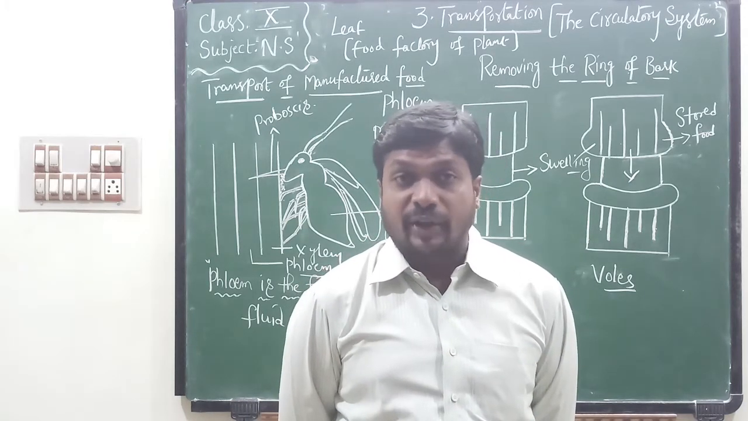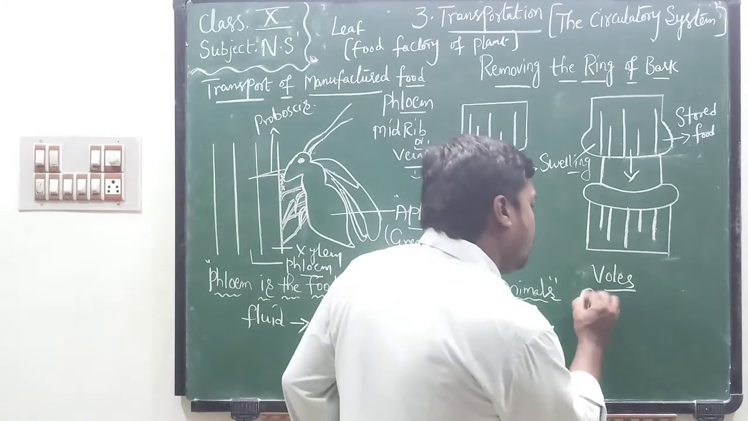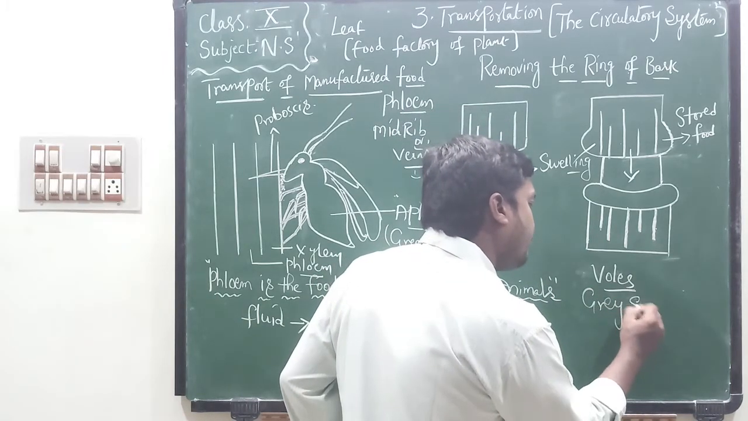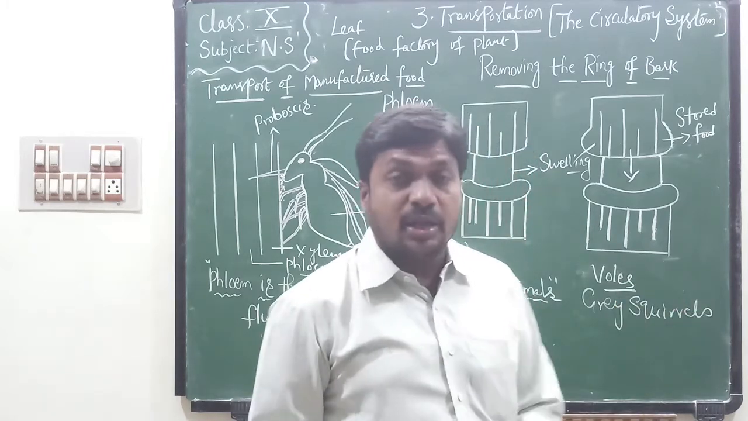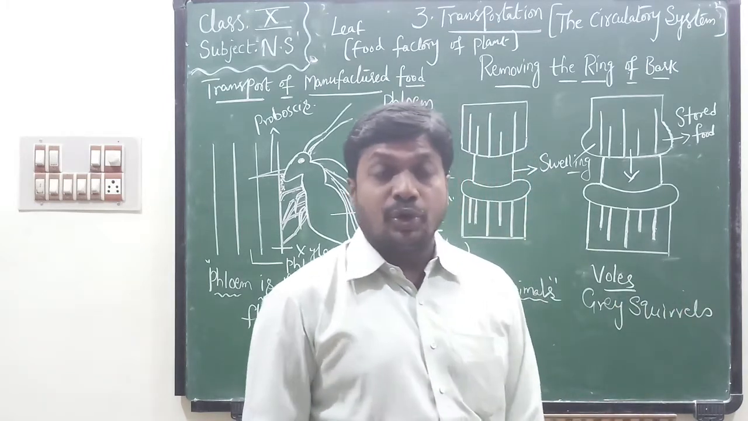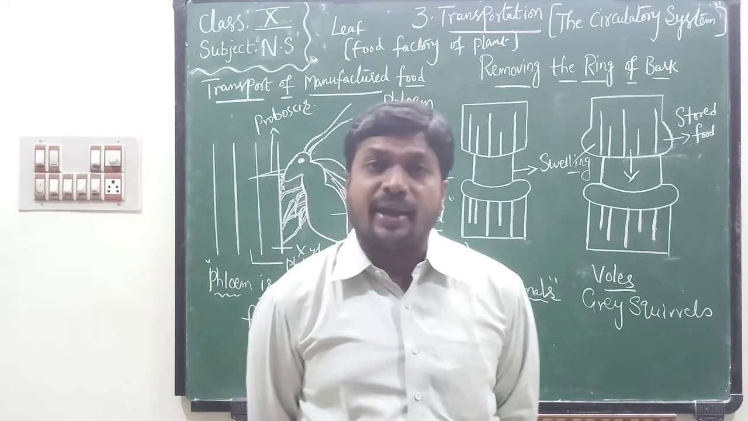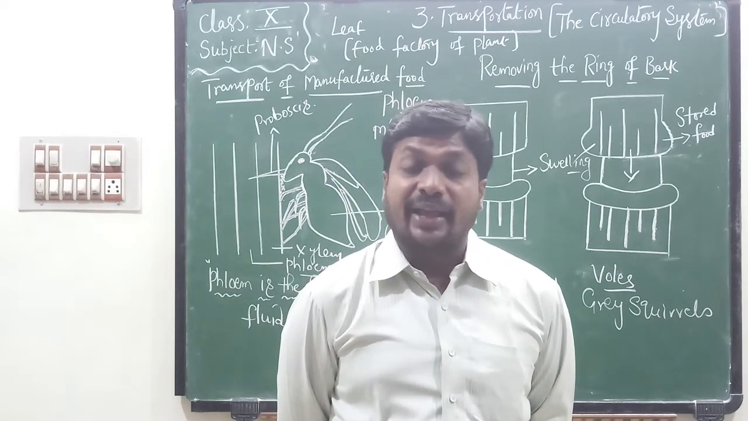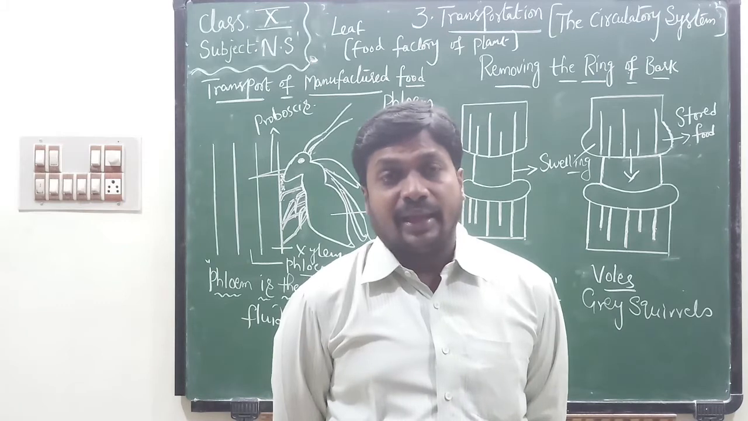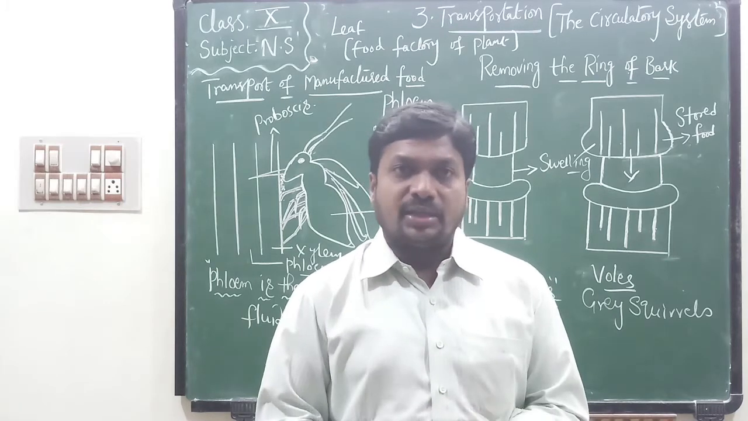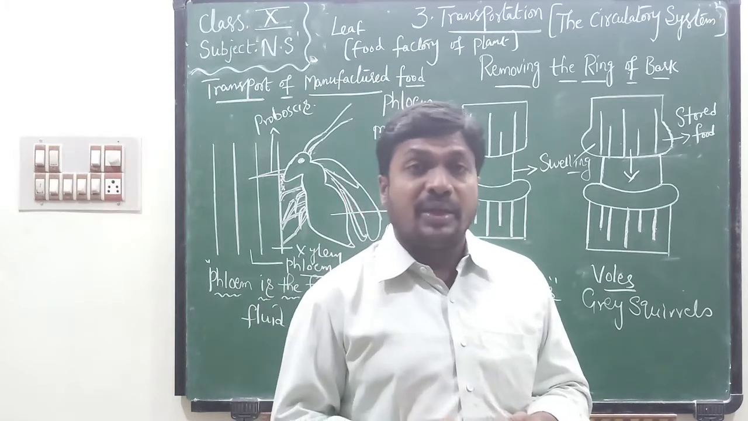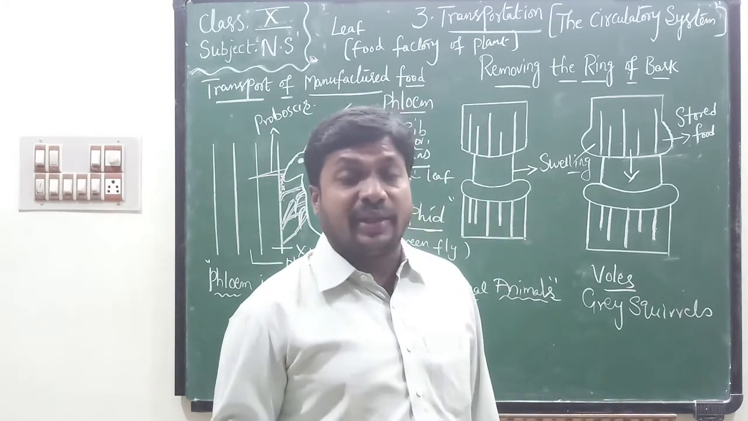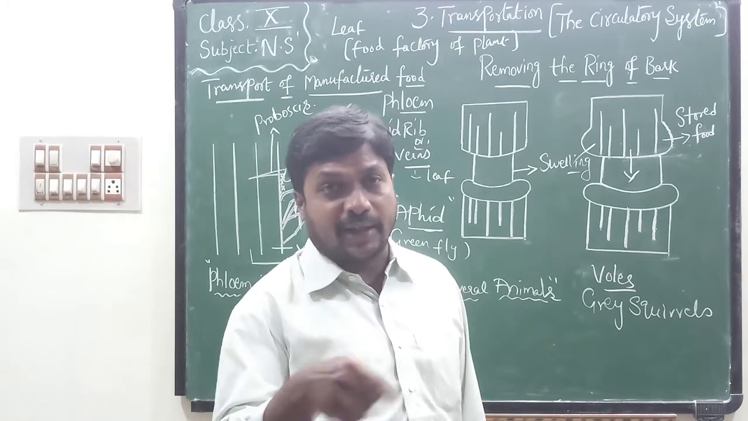Do you know grey squirrels? Grey squirrels cause damage to the casuarina crop. Casuarina is what we call the Christmas tree, no? They grow in seashore areas. So grey squirrels cause damage to the casuarina crop. This causes severe economic problems in the forest resources.